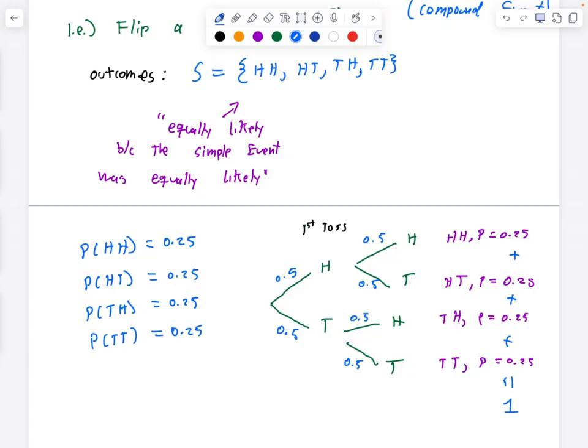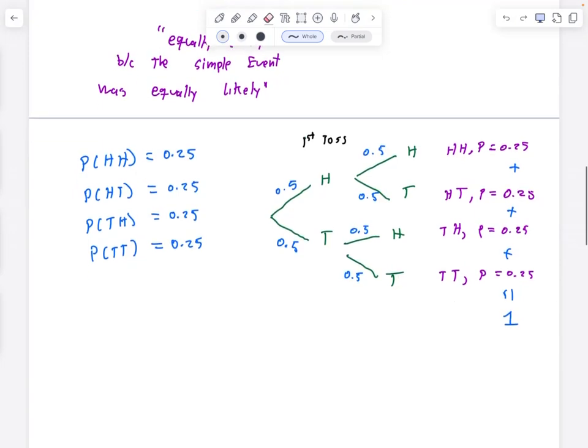Likely because the simple event was equally likely. It's going to be equally likely because the simple event was equally likely. So the compound events were equally likely because the simple event was equally likely.